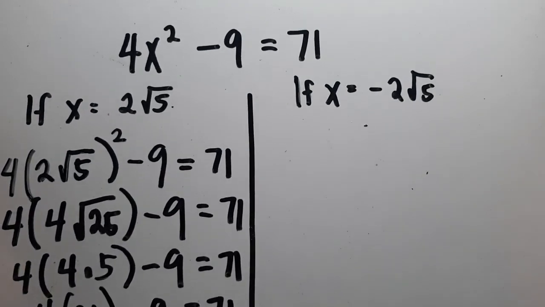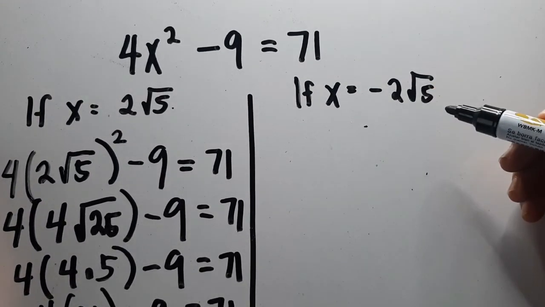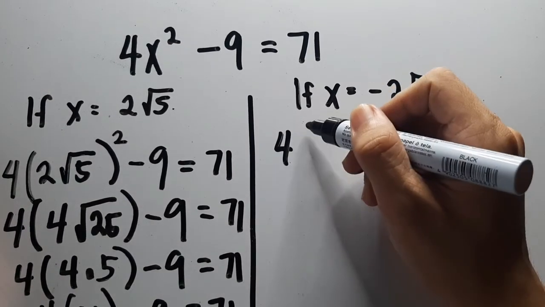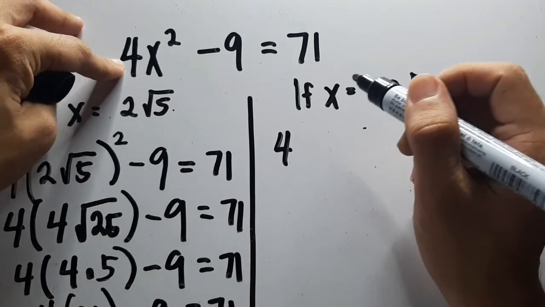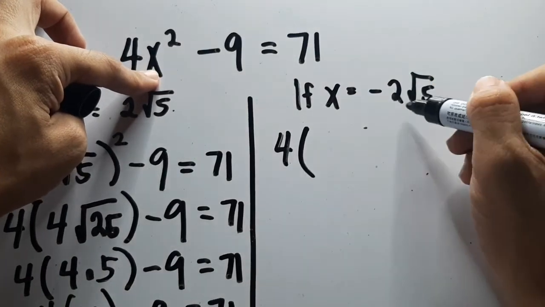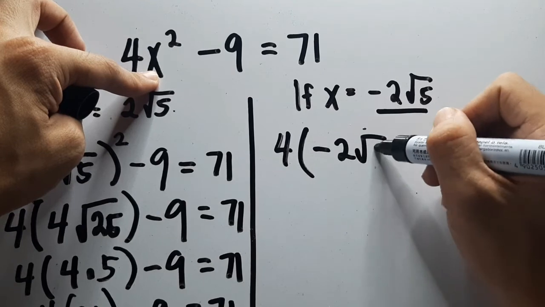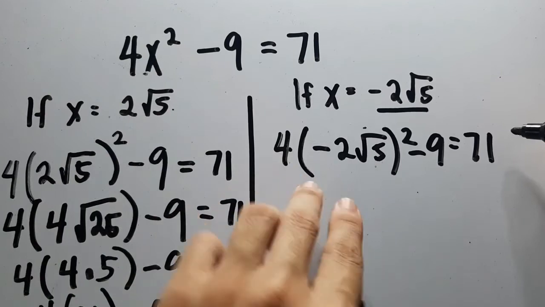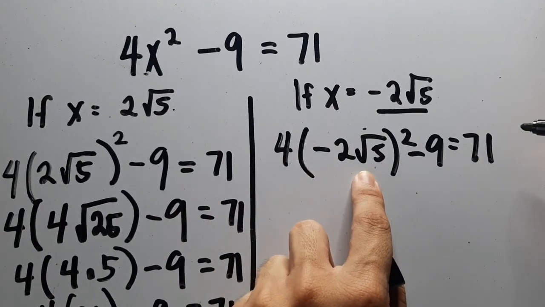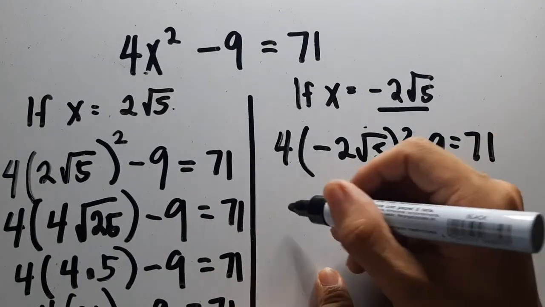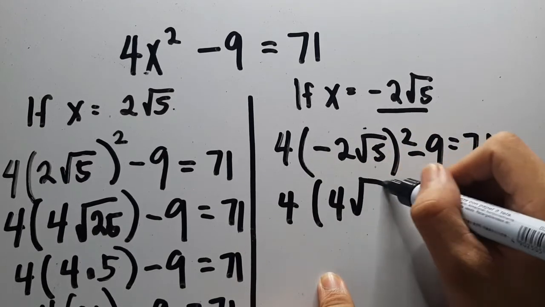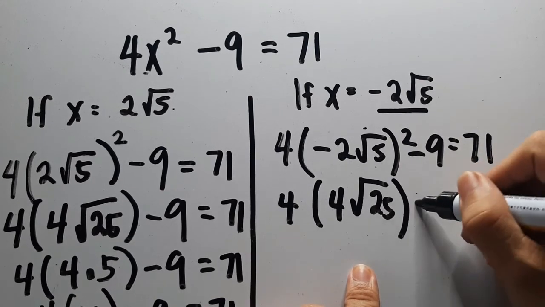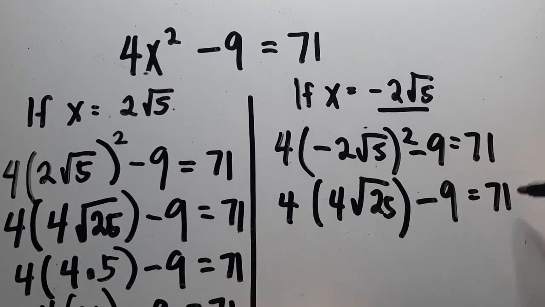How about the second one? So we have if x is equal to negative 2 square root of 5. So we have 4, the numerical coefficient, and let us substitute the value of x squared to this one. So we have negative 2 square root of 5 square minus 9 is equal to 71. So negative 2 square root of 5 multiplied by negative 2 square root of 5 will become positive 4 square root of 25. Again, negative multiplied by negative will become positive. So we have minus 9 is equal to 71.